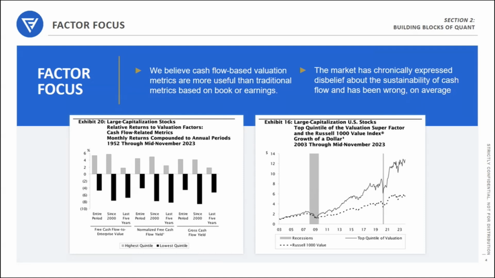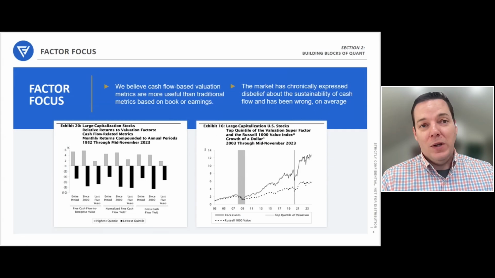One of the reasons why we think free cash flow works so well is that ultimately we think the market has chronically expressed a disbelief in the sustainability of cash flows. That's something that we've actually been tracking here at Empirical for about 2 decades now. We've talked about it in the context of the Bretton Woods 2 system, where we've seen companies adopt a capital light model and do a lot more to ultimately predict their free cash flow production.